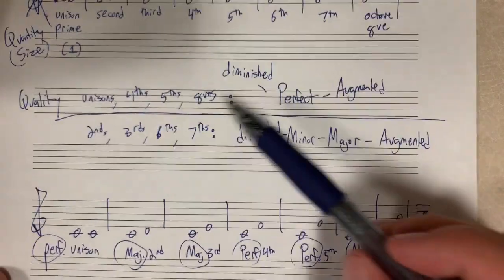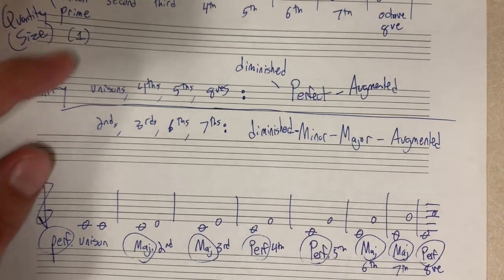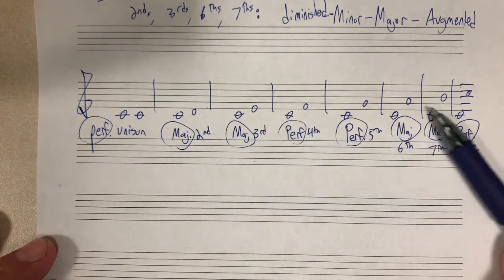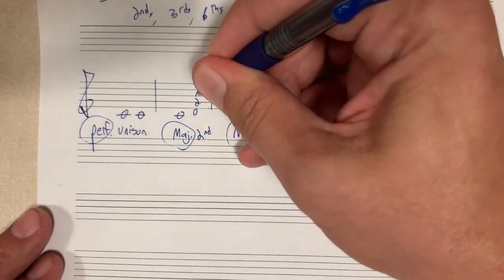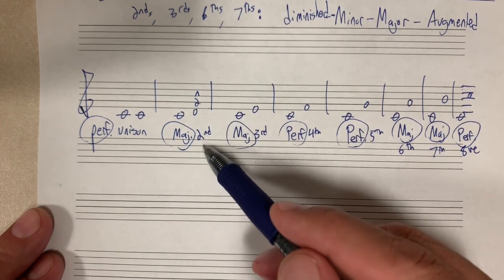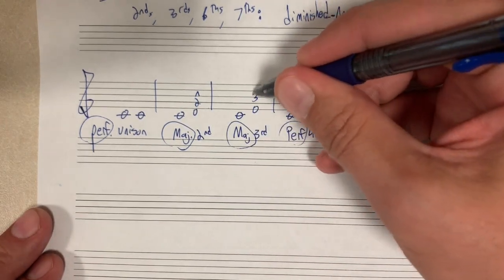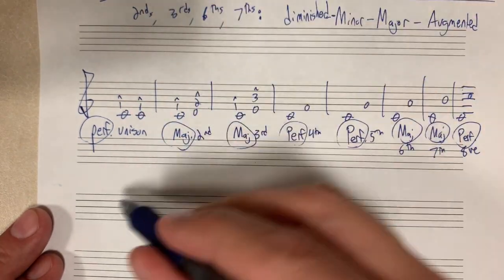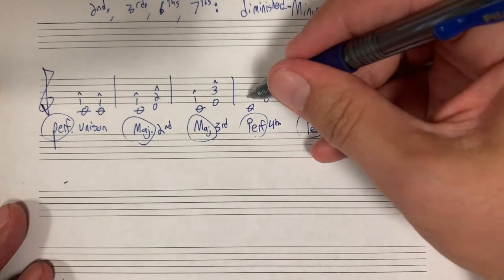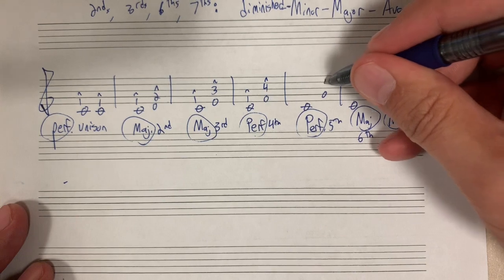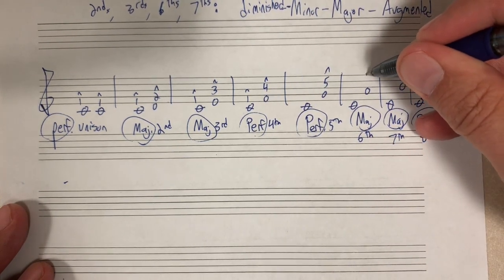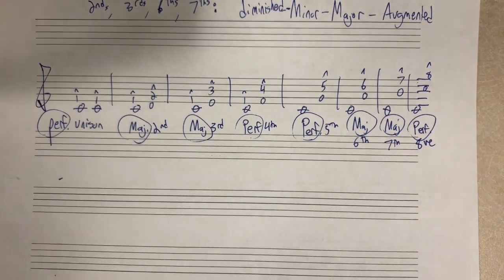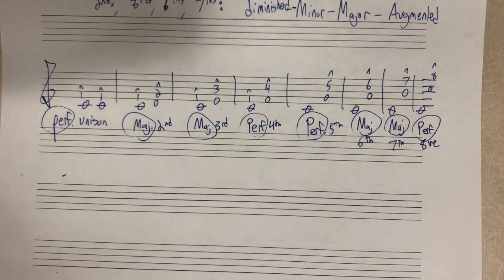So when you're thinking about the qualities of intervals, if you're measuring intervals just up from the tonic of a scale, the interval from scale degree 1 to scale degree 2 is a major second. From scale degree 1 to scale degree 3 is a major third, right? From scale degree 1 to itself is a perfect unison. From scale degree 1 to scale degree 4 is a perfect fourth. 1 to 5 is a perfect fifth. 1 to 6 is a major sixth. 1 to 7 is a major seventh. And scale degree 1 to scale degree 8 is a perfect octave.